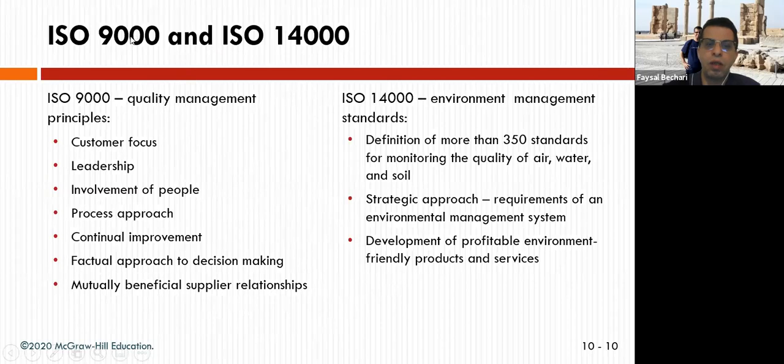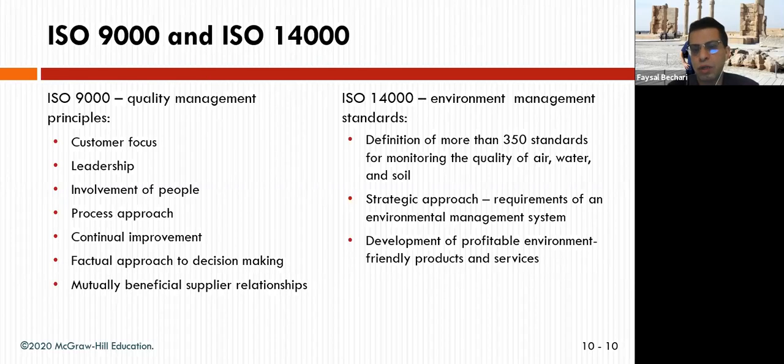Now, in ISO 9000, the quality management principles are supposed to be customer focused. There is leadership, involvement of people, process approach, continual improvement, factual approach to decision making, and mutually beneficial supplier relationships. In a further detailed advanced course, you would probably take each part of it in a different course, to understand how these things are done.